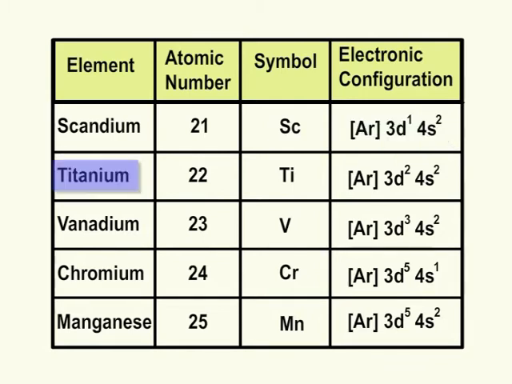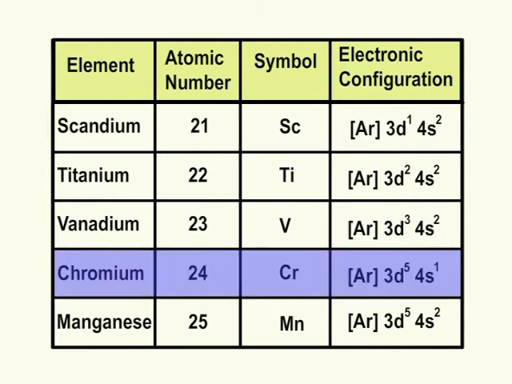Atomic number of titanium is 22. Its symbol is Ti. According to its electronic configuration, it has 2 electrons in its outermost 4s orbital and 2 electrons in its penultimate 3d orbital. Similarly, for vanadium, atomic number is 23. Symbol is V. It has 2 electrons in its outermost 4s orbital and 3 electrons in its penultimate 3d orbital.